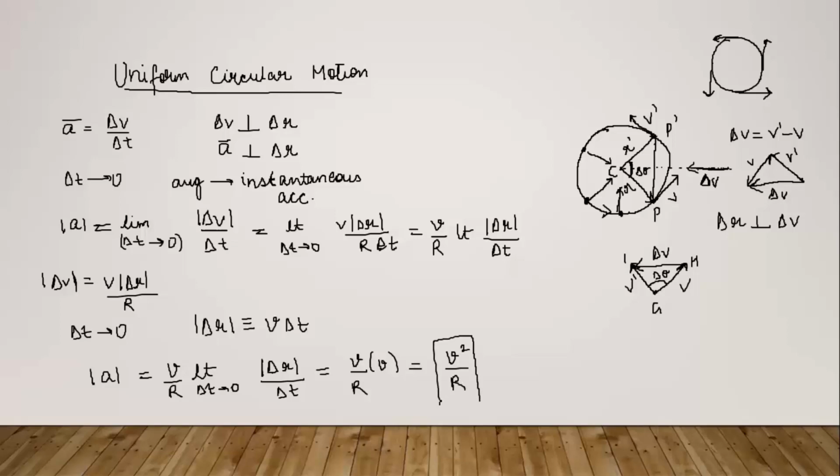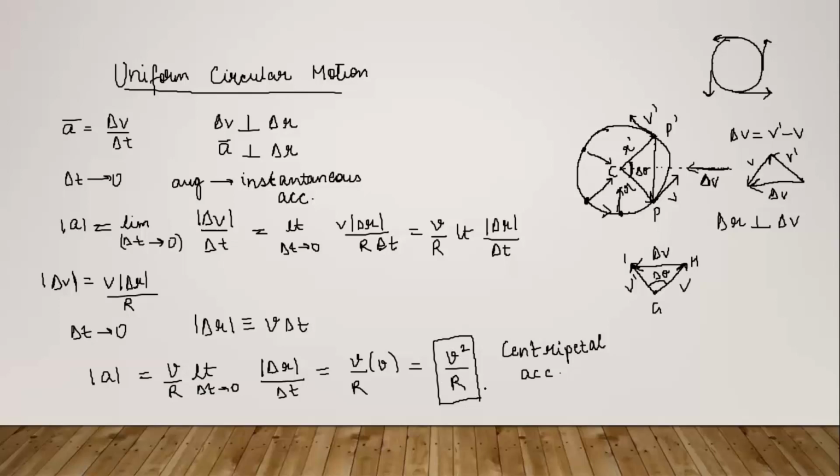So this is the result for the magnitude of acceleration that the particle has when it is moving in a uniform circular motion. Now you should also know that this acceleration is called the centripetal acceleration, and this is not a constant vector. Its magnitude is constant, that is always v square by r, because this velocity v is a constant, and r is also a constant. That's the radius of the circle.